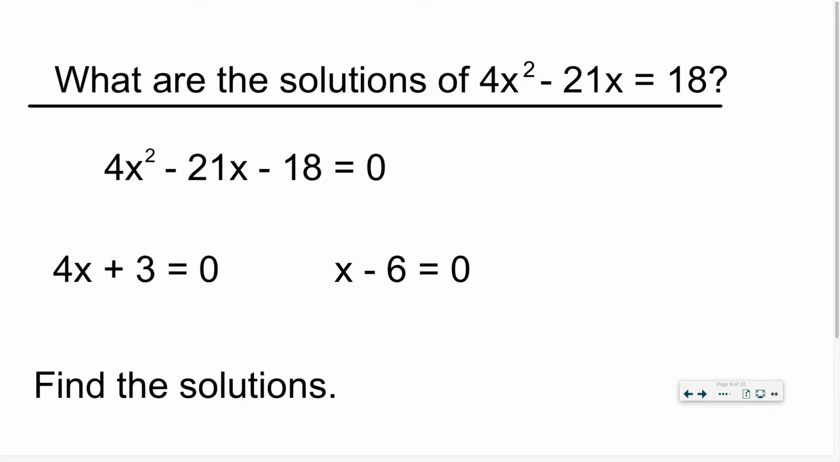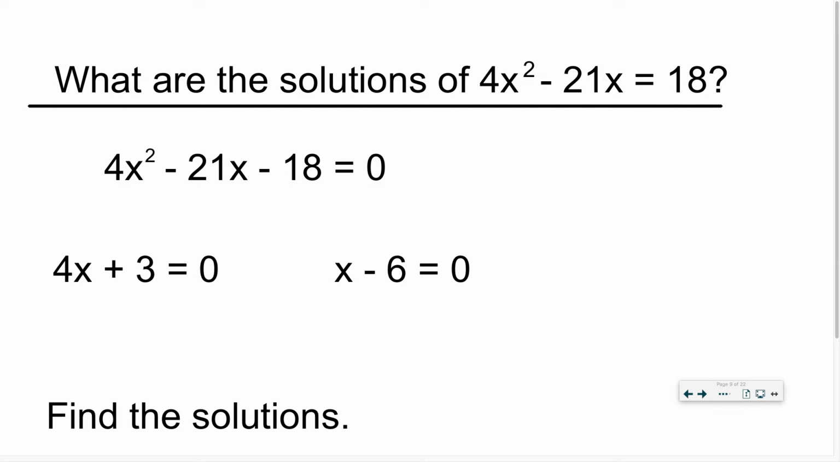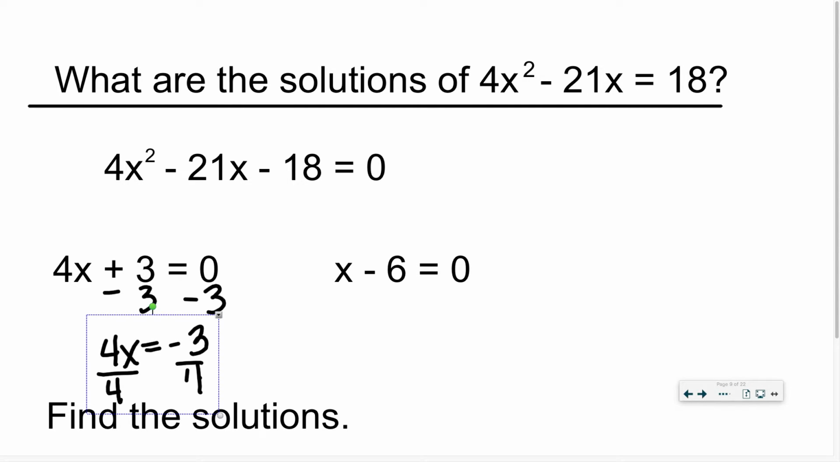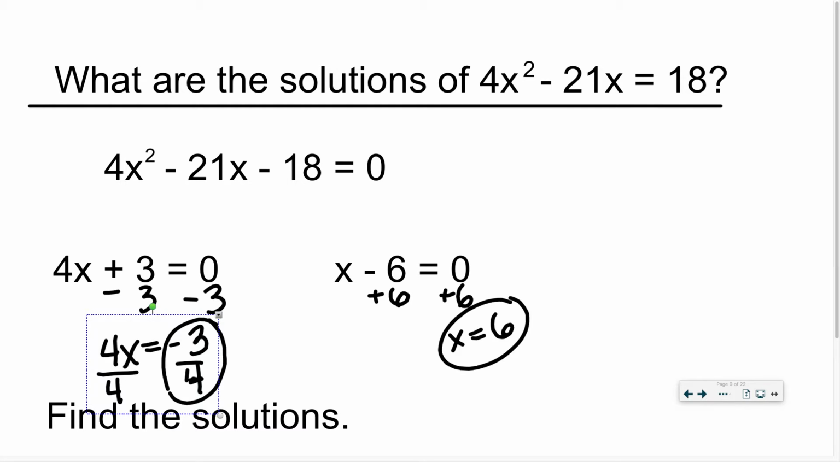So here, what would our solutions be? How would I isolate x here? Subtract 3 from both sides. Good. And divide by 4. So I have negative 3/4. And here? Good. So the solutions are negative 3/4 and 6.